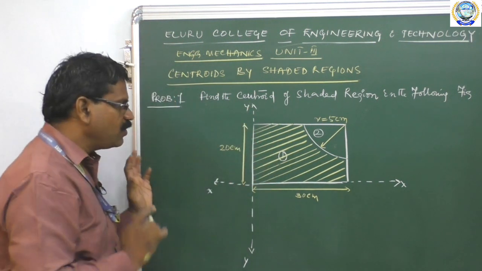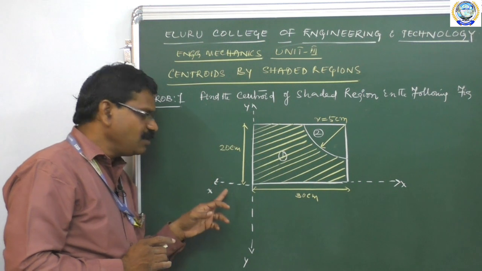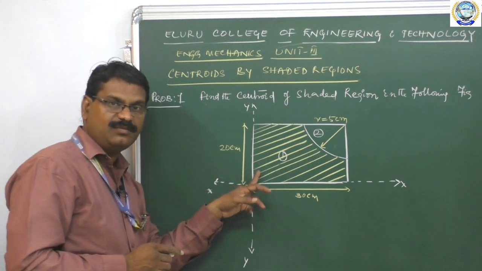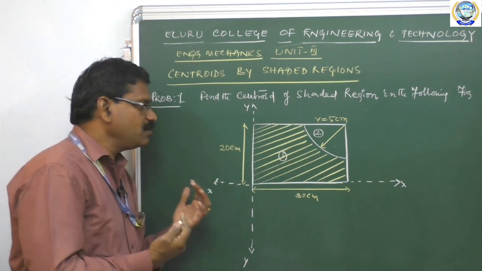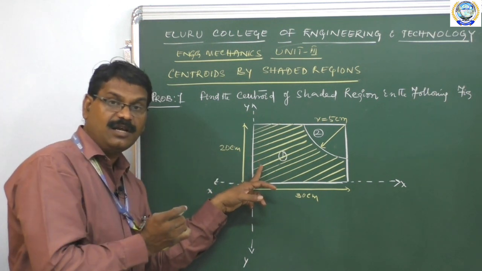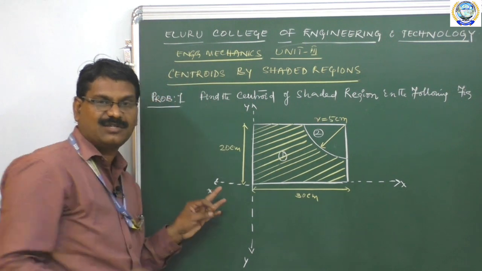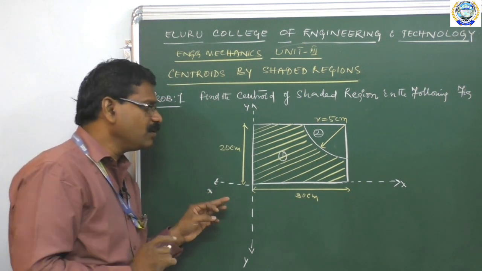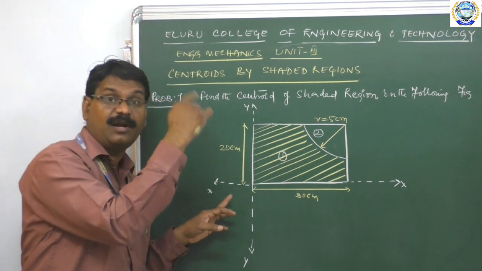Let me tell you this particular property here. If you apply the symmetry property to this diagram, we come to one conclusion. What is that? The given composite figure consisting of the shaded region is not symmetric to any of the axes. Then what do we have to do? We have to find both x bar as well as y bar.